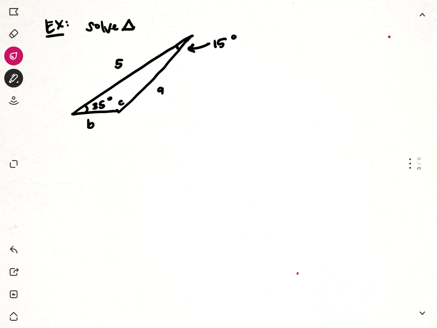So in this case, what we want to do is use that first property first, where we figure out all the angles of the triangle. So we're trying to find angle C. And we know that we can find angle C because we have two angles, and the sum of the angles needs to be 180. So we're going to do 180 minus 15 minus 35, and that's going to give us our angle C. So 180 minus 15 is 165, minus 35 is 130.